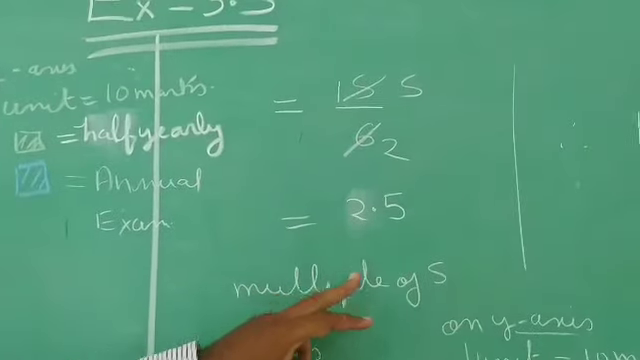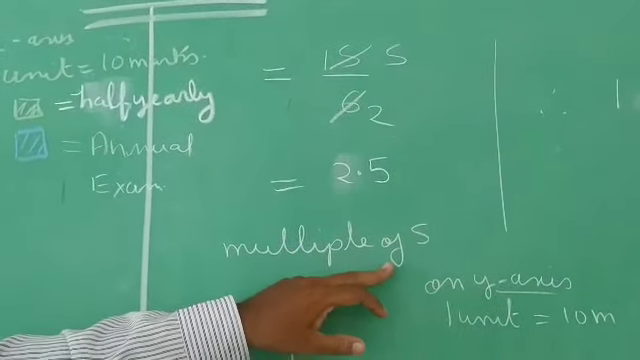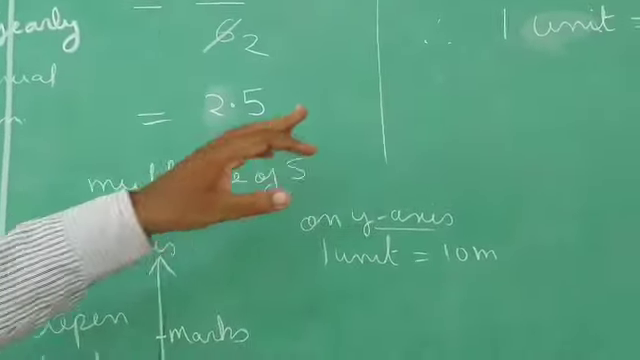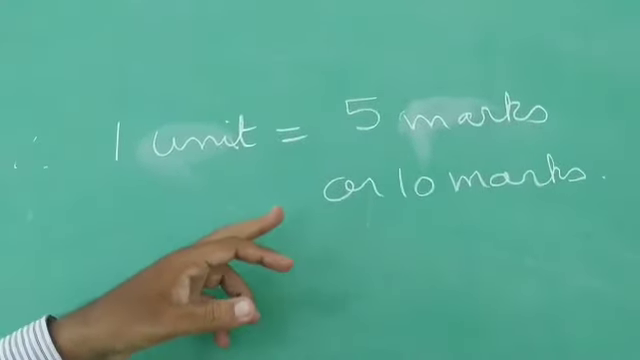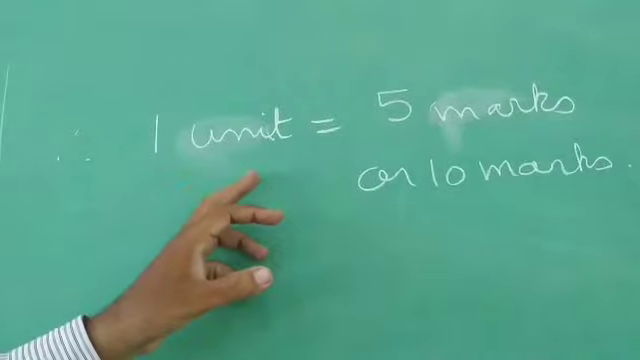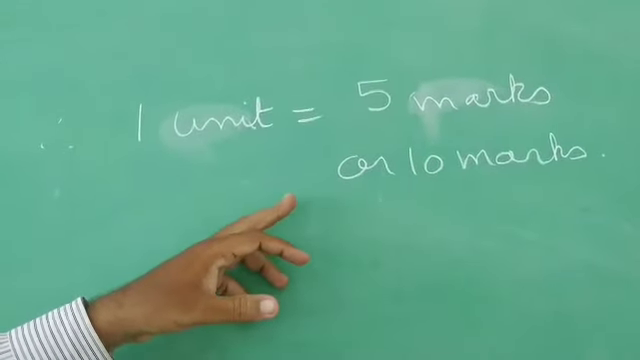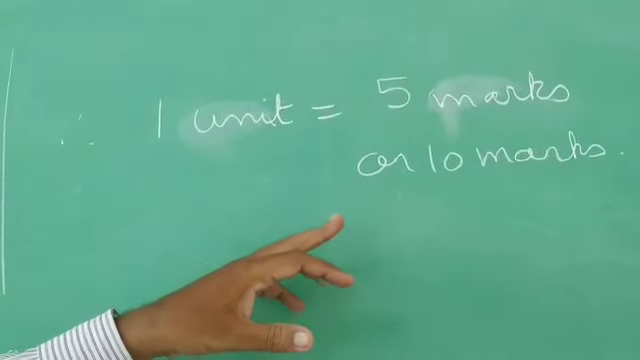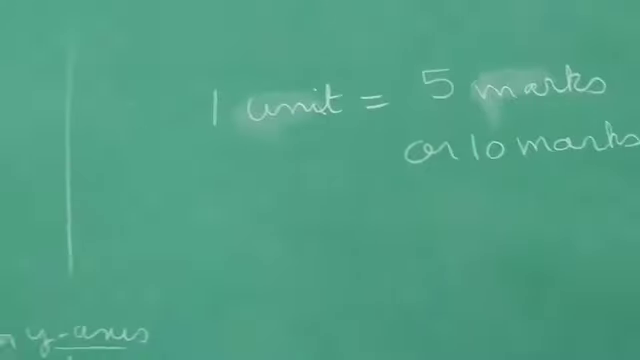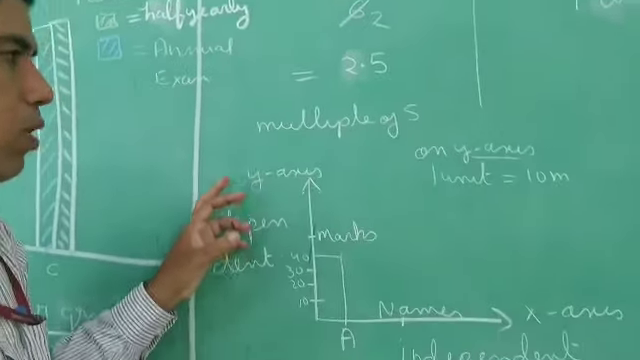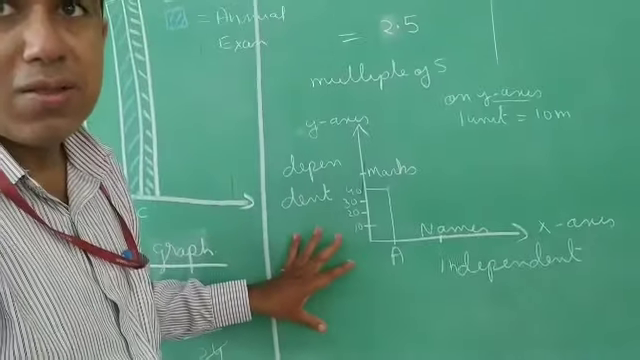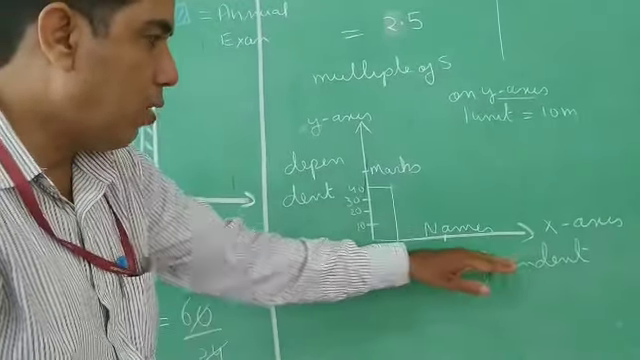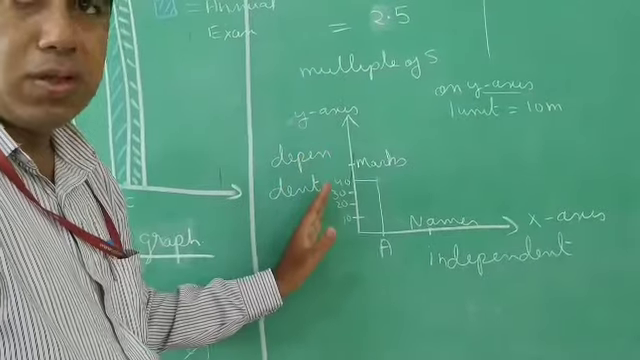So for 2.5, I will take a multiple of 5 above this. So it comes to 5 or 10. So I will take 1 unit equal to either 5 marks or 10 marks. Any one I can take. Now come to this point: how to select the scale, and what to write on this side and what to write on this side.